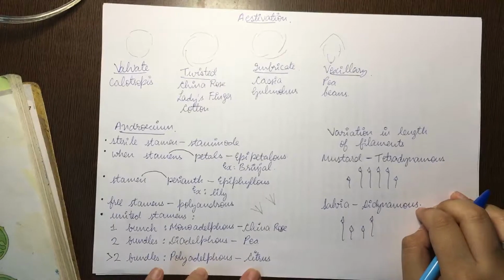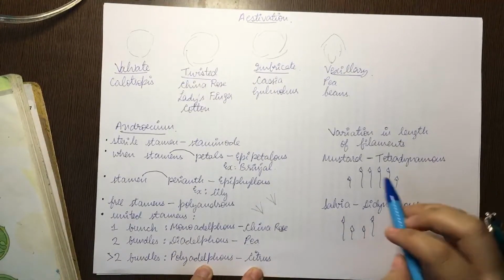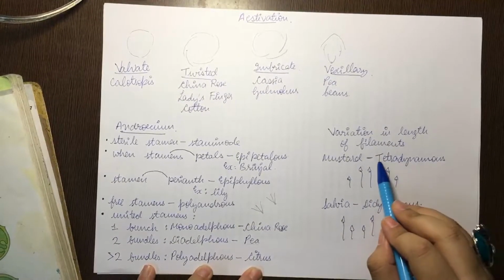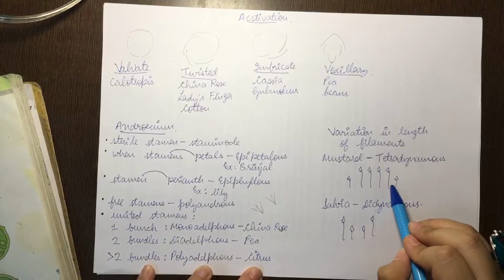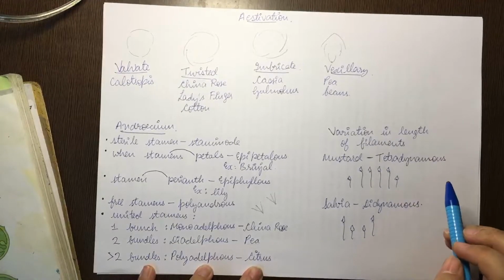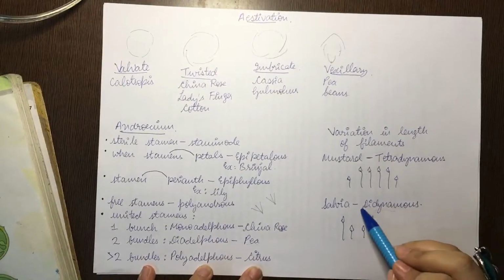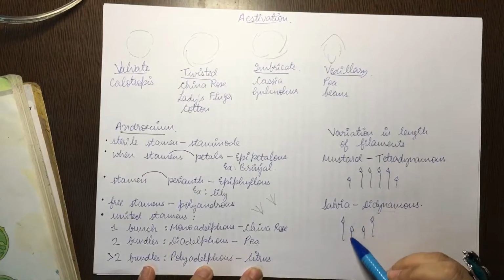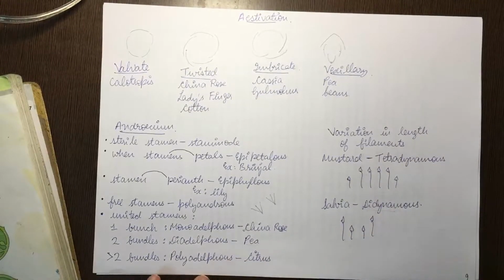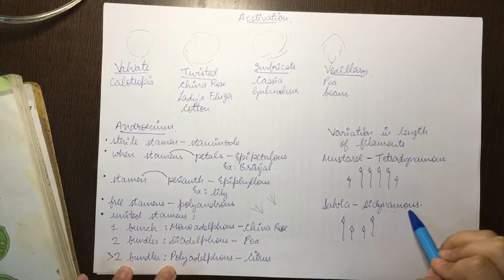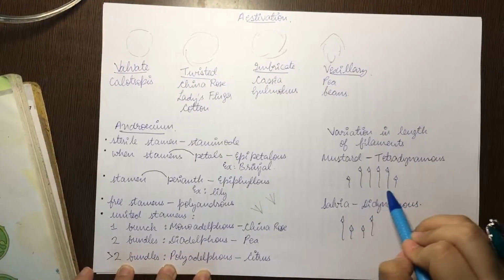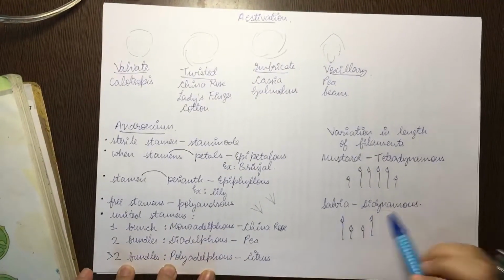Now there could be variation in length of filaments. In mustard, Brassicaceae family, it is known as tetradynamous. Tetra here is for the 4 inner filaments which are longer and 2 outer short filaments. Salvia, didynamous, here di means 2 inner short and 2 outer long. Basically dynamous is for the longer one. So here tetradynamous because 4 are long, and here didynamous because 2 are long.